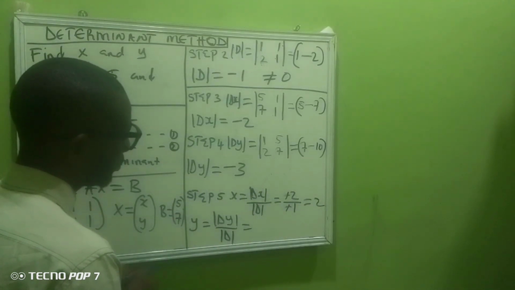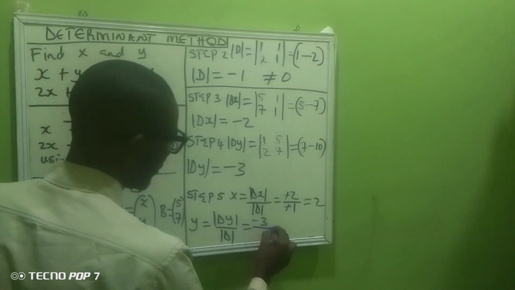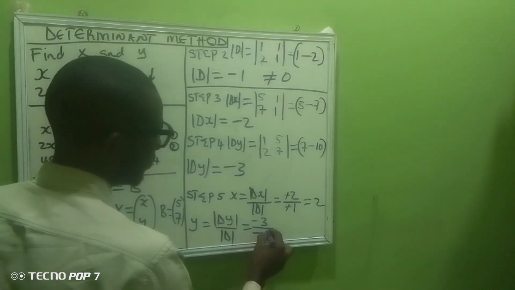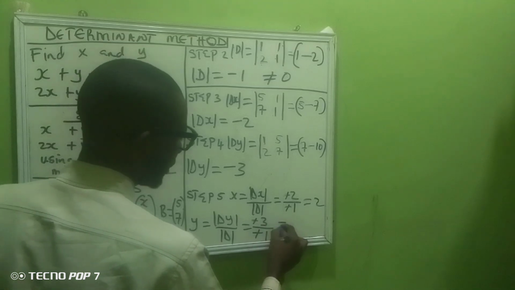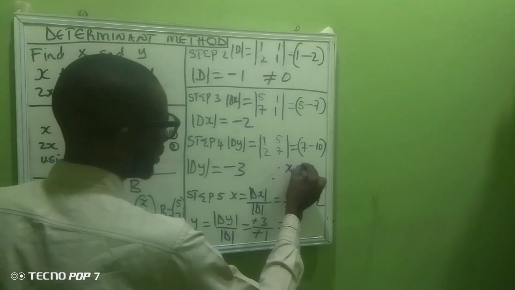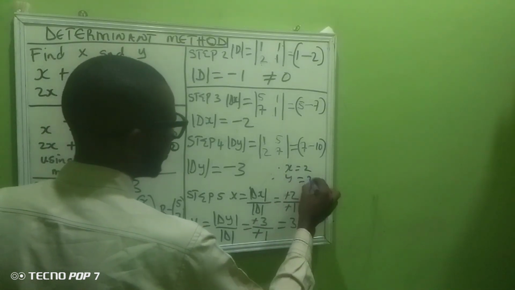Let's move to y. What is the determinant of y? It is minus 3. What is the determinant? The determinant is minus 1. Minus will cancel minus. 3 divided by 1 is 3. It means that our x is equal to 2. Our y is equal to 3.